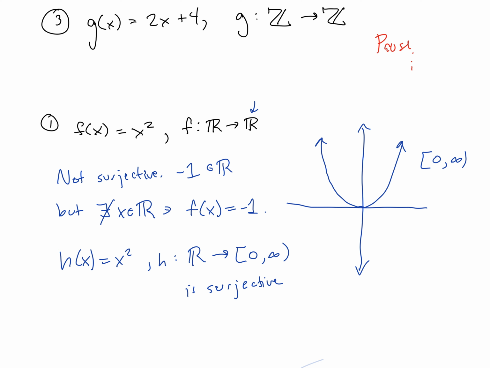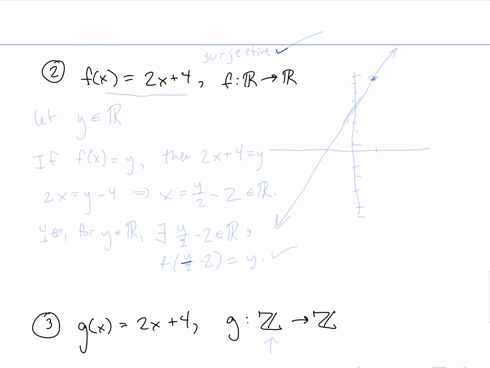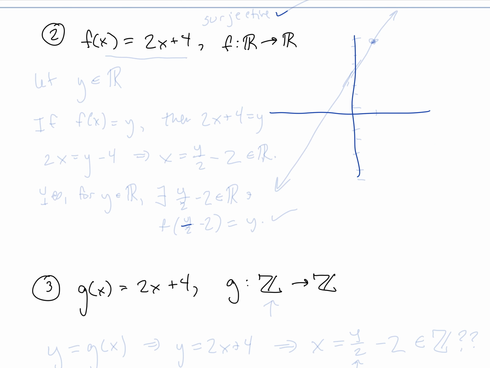All right, how about f of x equals 2x plus 4? F maps the real numbers to the real numbers. Again, if we're thinking about drawing this function, we can see that every y value is going to be the output of some x value. So to prove that that's the case, let's let y be in the real numbers, and let's try to find some x that gets us there.